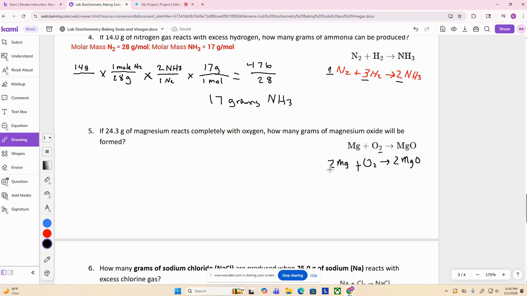All right, so now our mole ratio: 2 moles of magnesium is going to make 2 moles of magnesium oxide. That's easy. It's 2 to 2. It's like 1 to 1.